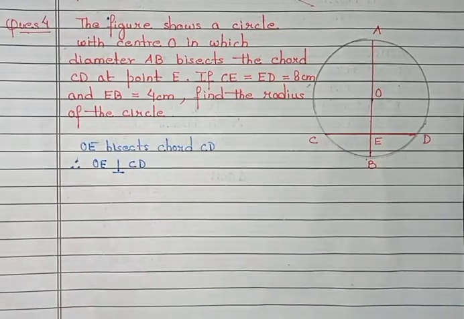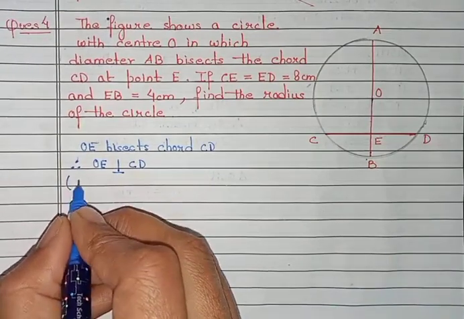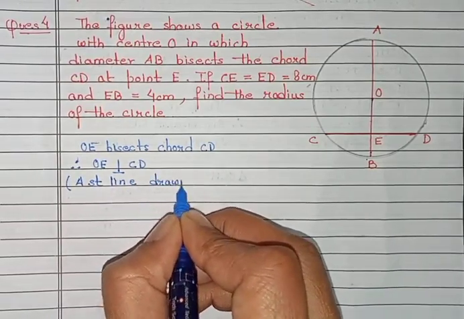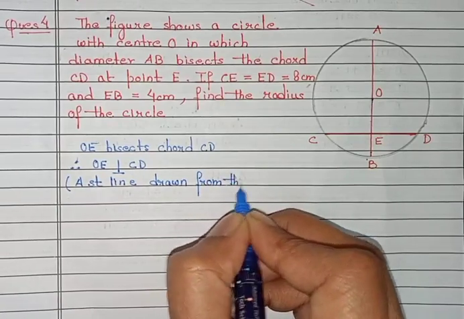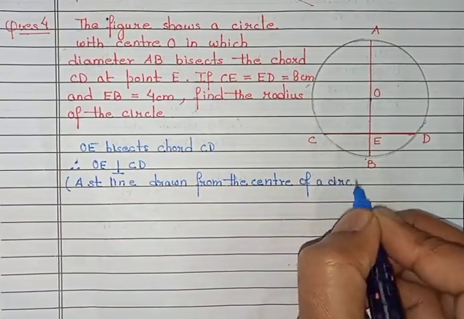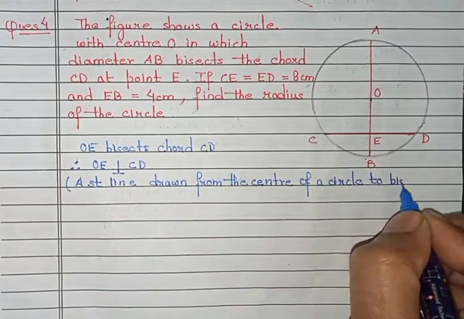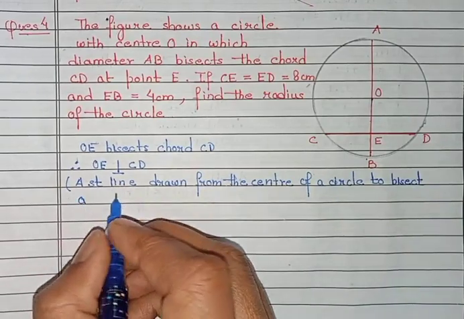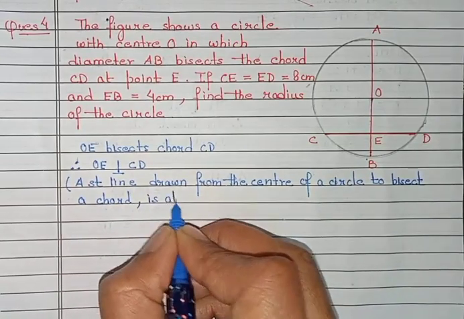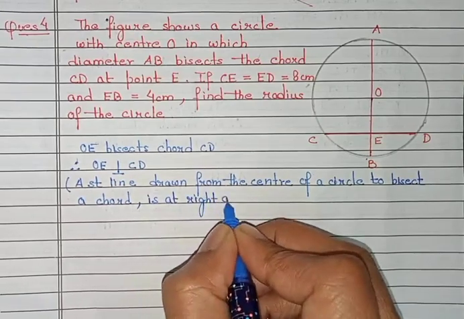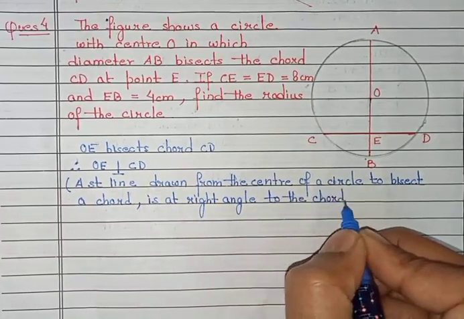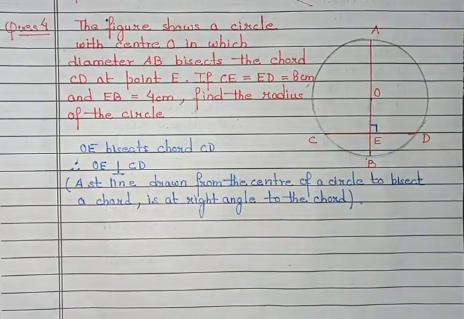This is a theorem, right? So here you can write the theorem then. See, the theorem was a straight line drawn from the center of a circle to bisect a chord is at right angle to the chord. So here you can mark this angle as 90, right?